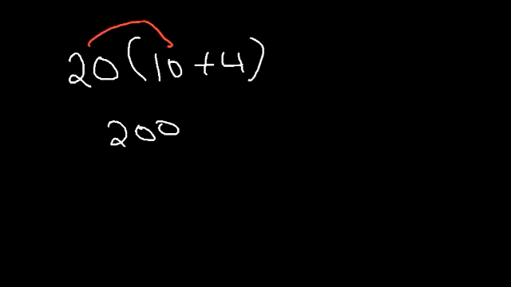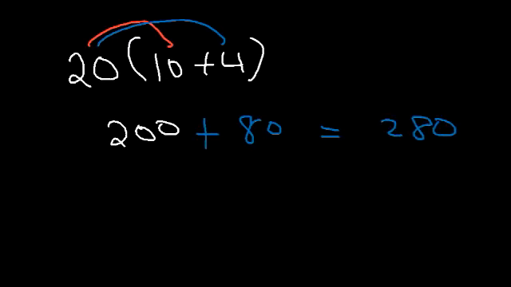Now, another way you could have done this is you could separate the 14 into 10 plus 4. And 20 times 10 is 200. If you have 10 $20 bills, that's $200. And 20 times 4, well, 2 times 4 is 8, so if you add the 0, you get 80. And then this adds to 280.